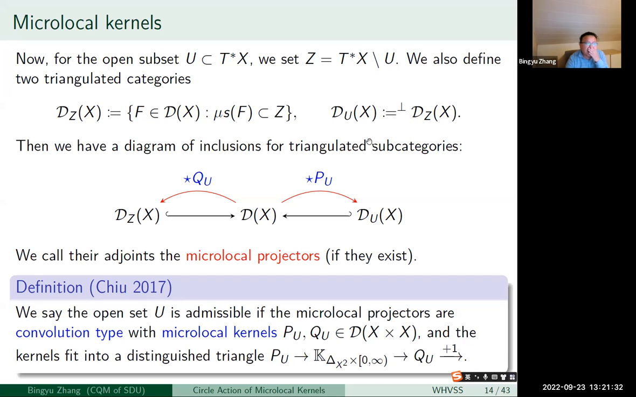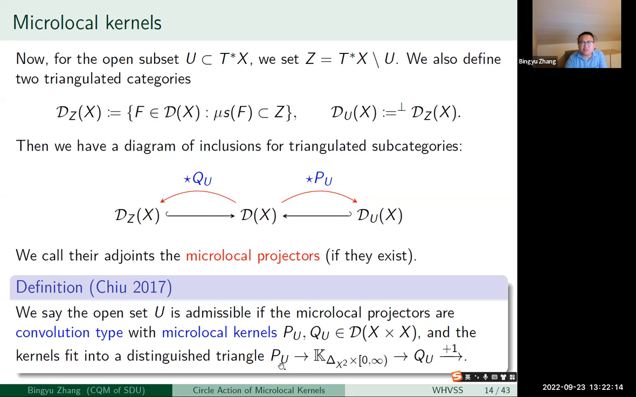So we first study an inclusion of two triangulated subcategories, and we hope to consider a projector into these categories. We call these functors microlocal projectors. And in general, if for some open set U, the two projectors are represented by convolution functors with two kernels P_U and Q_U, we call this open set admissible. And actually, we have extra data: a distinguished triangle.